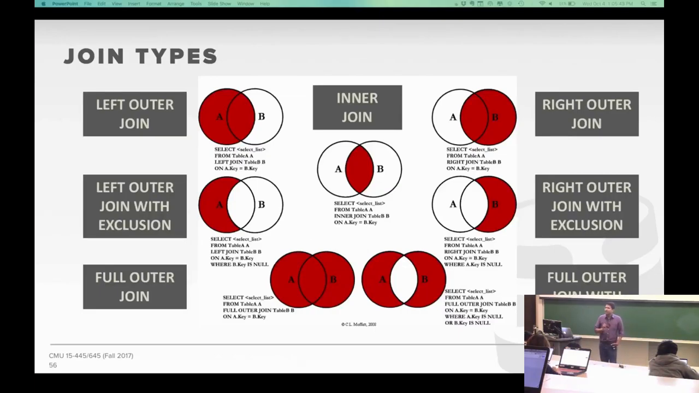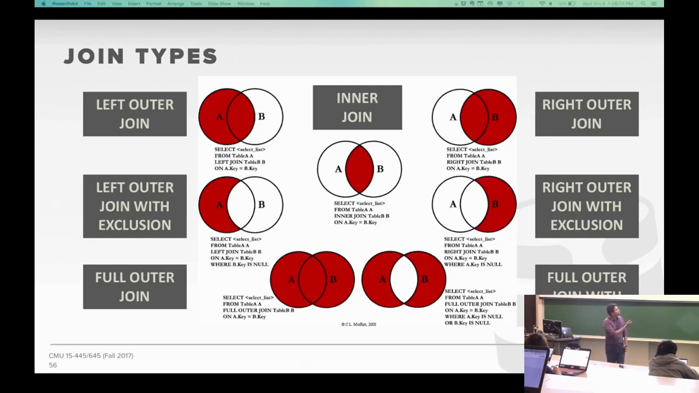Okay. So SQL actually supports different kinds of join types. There is outer join, inner join, semi-join, anti-join, lateral join, and so on. So these are different kinds of join types. This picture represents some SQL join types.